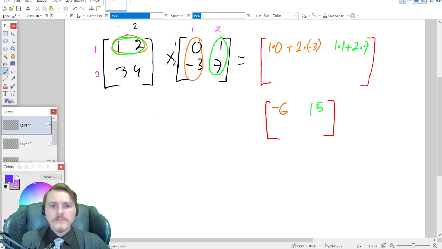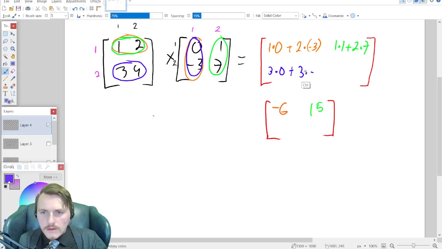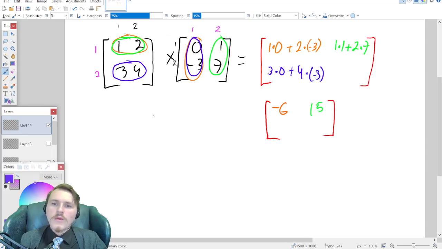Let's go on to another one. Now I want to get the thing in the second row, first column. So I multiply the second row with the first column. 3 times 0 is 0, plus 4 times negative 3. First item times first, plus second item times second. 4 times negative 3. What does that get us? 0 plus negative 12. Negative 12.